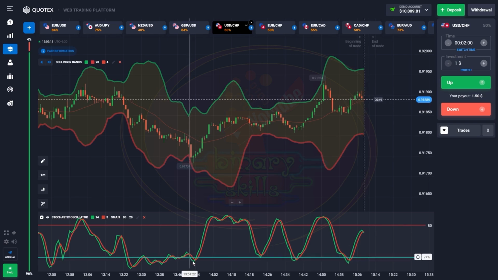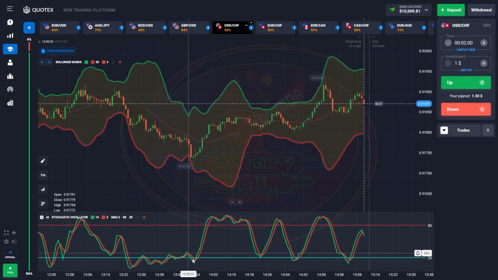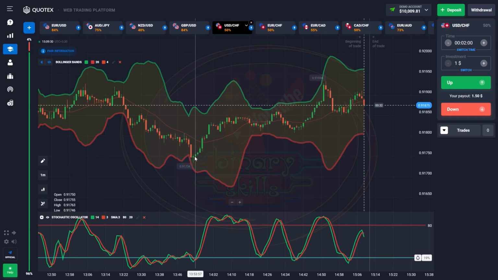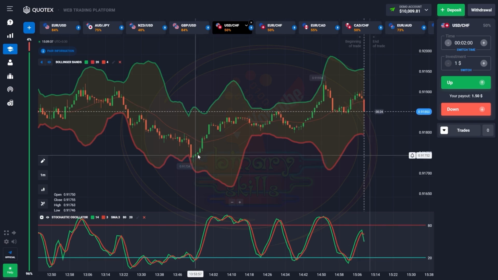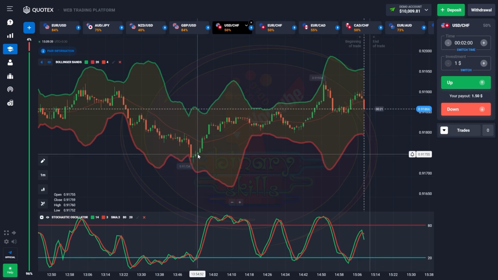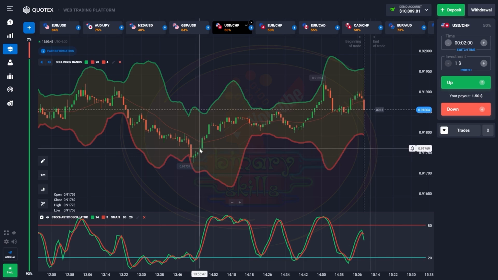Here, it's the opposite of the previous situation. The green line of the stochastic should be below the red line, and with a circular upward movement, it should cross the red line. Here, we see that the crossover has happened. On the second green candle, as soon as we saw this crossover, we opened our 2-minute trade at the beginning of the next candle. 1 minute would be the candle's duration, and the next 2 minutes for the trade. Right here, our trade would have closed with profit.